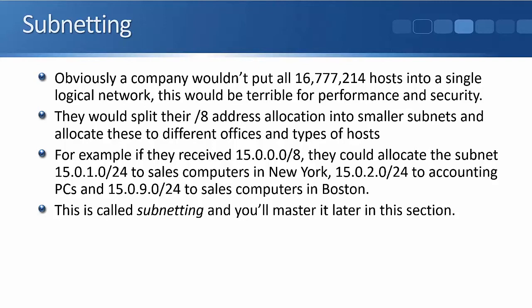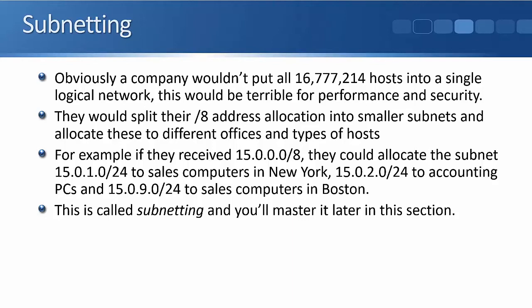They would split that big /8 range up into smaller subnets and assign those to their different departments in their different offices. For example, if they received the Class A address 15.0.0.0/8, they could allocate the subnet 15.0.1.0/24 to sales computers in New York, 15.0.2.0 255.255.255.0 to accounting, that was just the same /24 in dotted decimal notation, and 15.0.9.0/24 to sales computers in Boston.